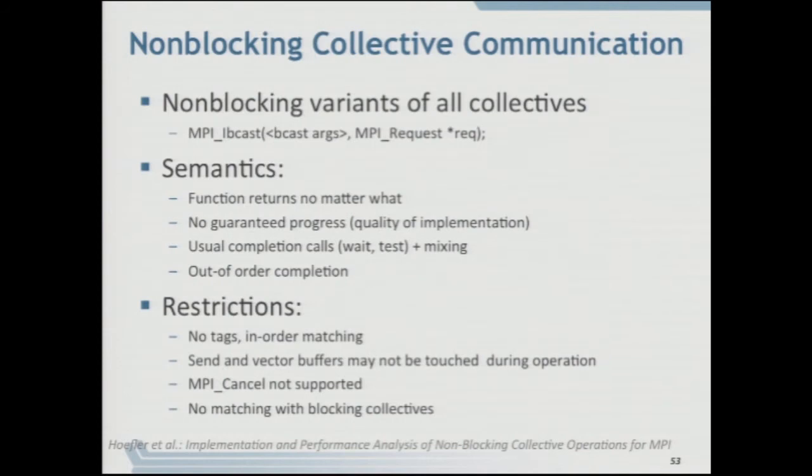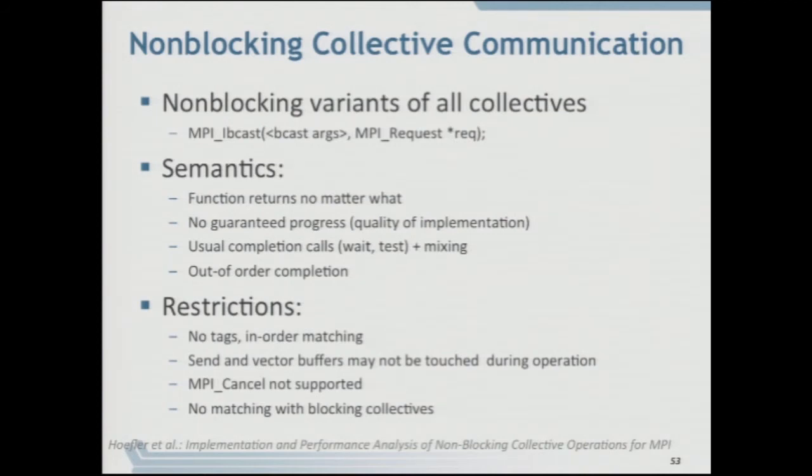So there are these I versions of all the collectives. I stands for immediate, by the way. That's how that I came about in MPI. So the usual broadcast arguments, and it returns a request.